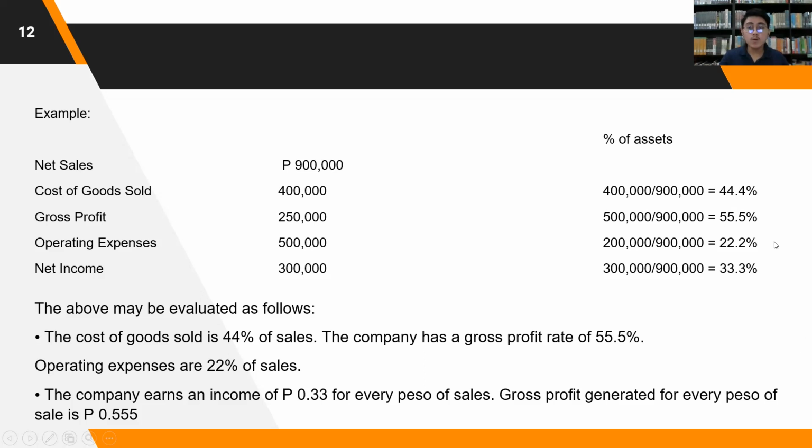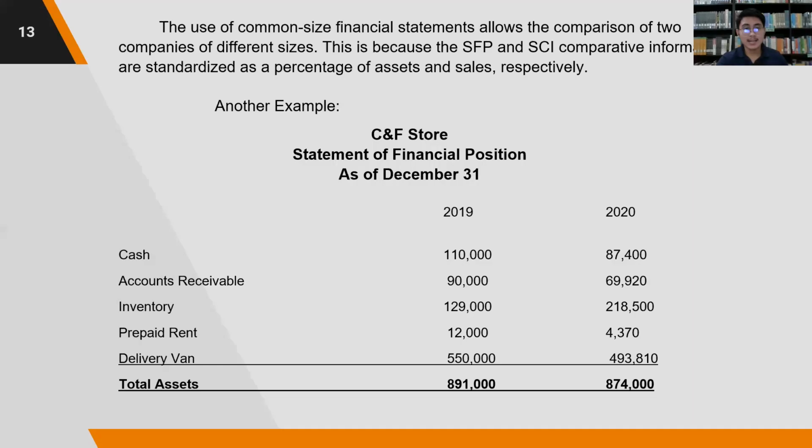So after natin makuha yung sagot, we need to determine or to explain the transaction. So dito, the cost of goods sold is 44.4% of the sales, and the company has the gross profit of 55.5%. Okay, so the operating expense is 22% of sales. So ganun lang po kadali ang pagsagot po ng vertical analysis.